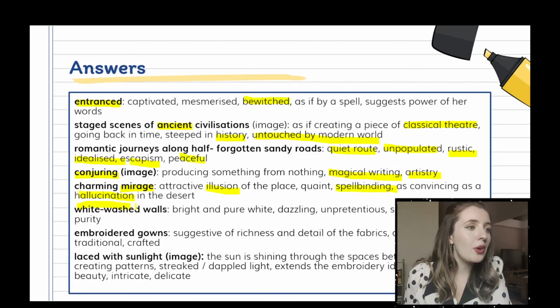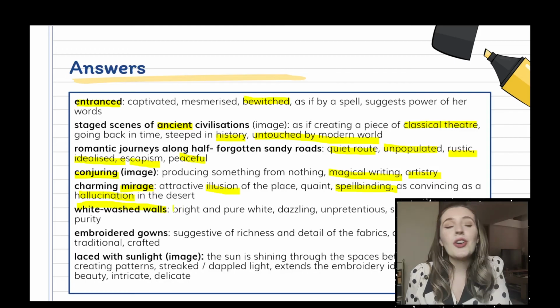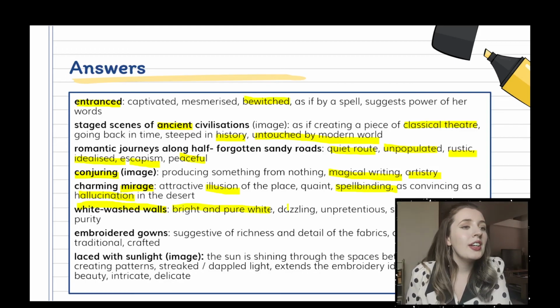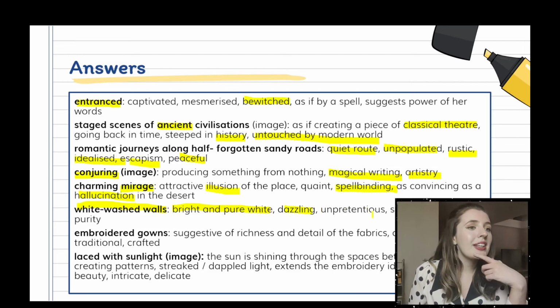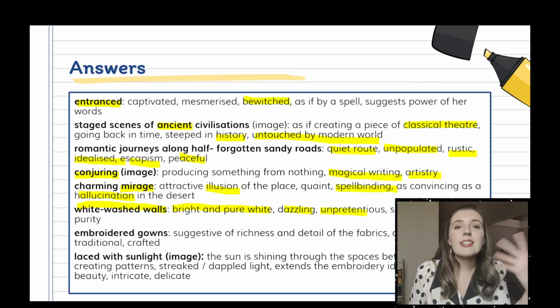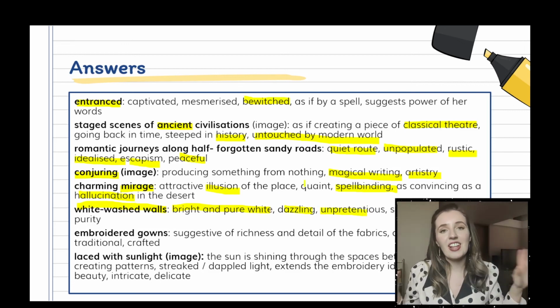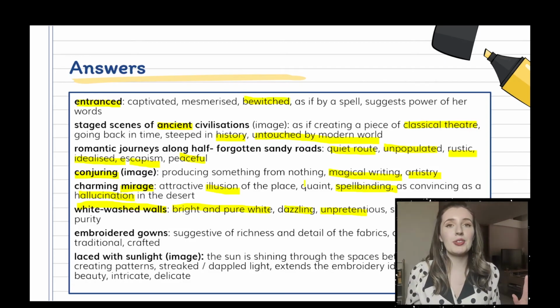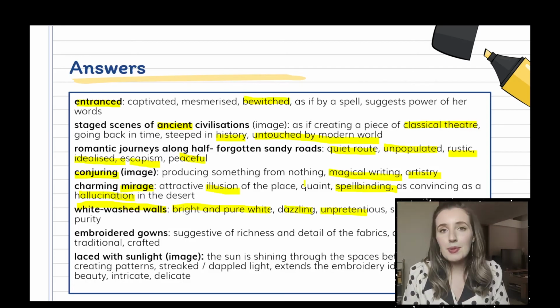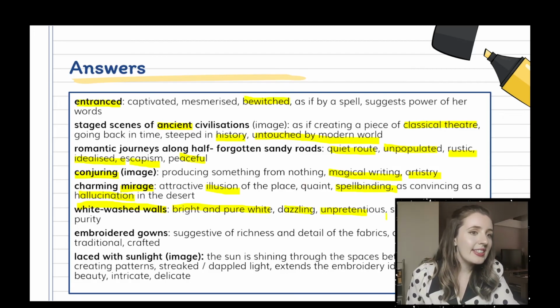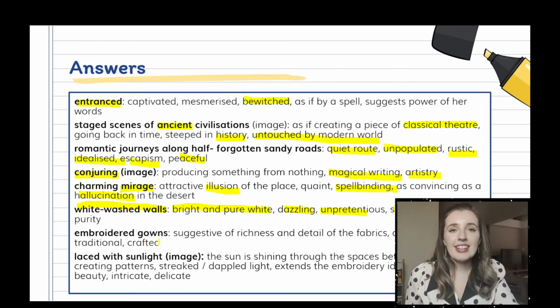The whitewashed walls of the hotel, showing that the hotel is bright and pure, it's dazzling, maybe that could link to magic again. Unpretentious, simple, right? It's not like flashing with lots and lots of signs and posters. It's just quietly beautiful, simply beautiful, classically beautiful. It's simple, it's pristine, it's pure, so anything like that.